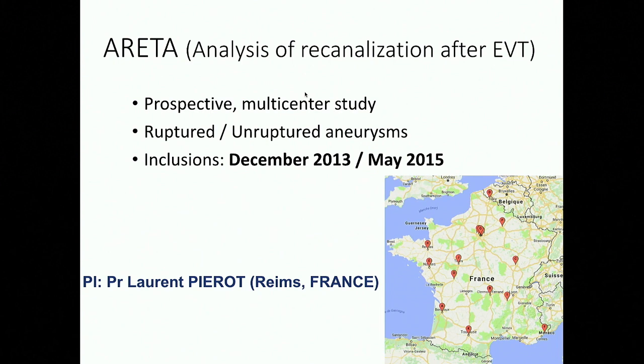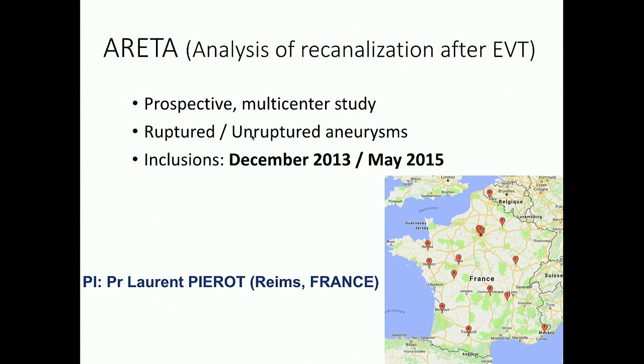It's a prospective multi-center study which was involving roughly 20 centers in France. And the aim of the study was to try to determine which factors were involved in recanalization after endovascular treatment. So between 2013 and 2015, all the aneurysms that were treated in France were collected, ruptured and non-ruptured. So it's a huge population, and they were collecting all the data.